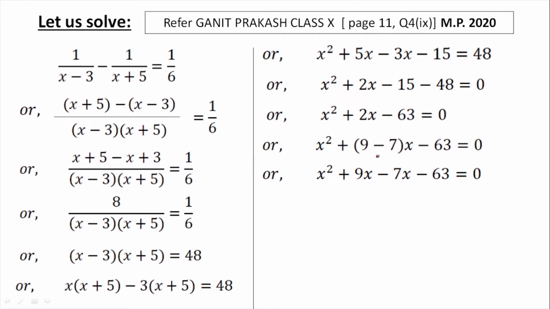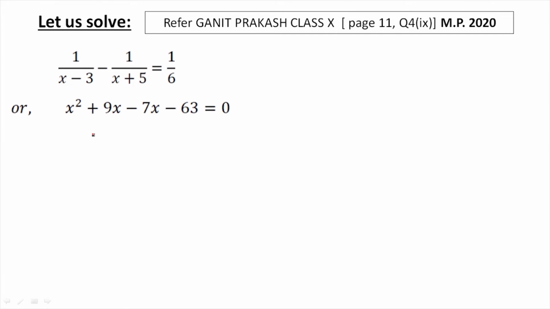we'll open the bracket. The sign that is in front of the bracket is plus. So plus into plus is plus, and plus into minus is minus. So 9x minus 7x. Here, from the first two and the last two we'll try to take out common.